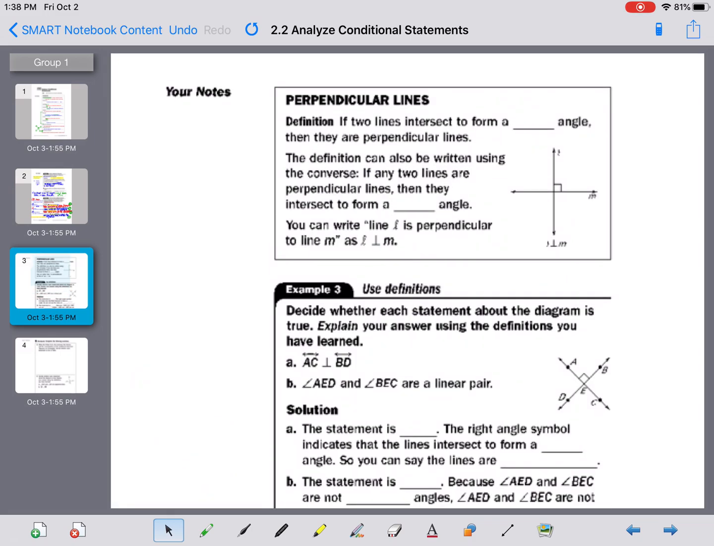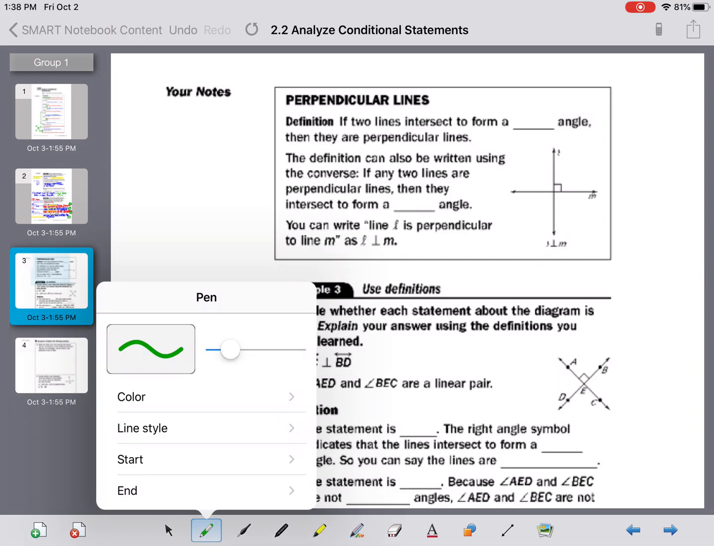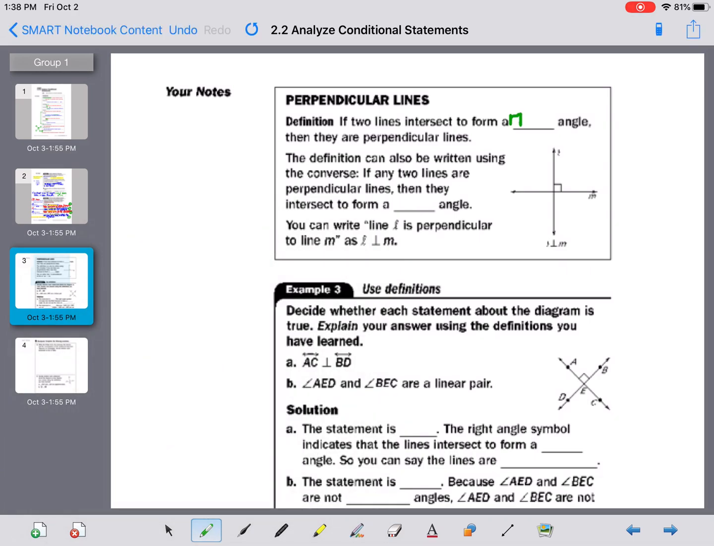All right, page 3. We start up here with this definition of perpendicular lines. I told you in the definitions, it's kind of random that they put this here in this section, but they have it here. We're going to go with it, and I'm going to remind you someday in chapter 3 that it's back here in chapter 2. Okay, definition. If two lines intersect to form a right angle, then they are perpendicular lines.